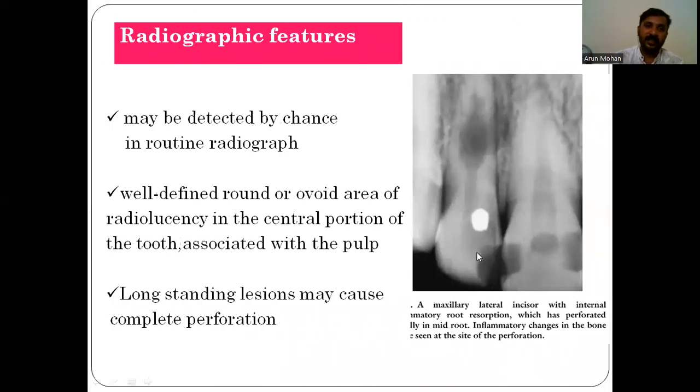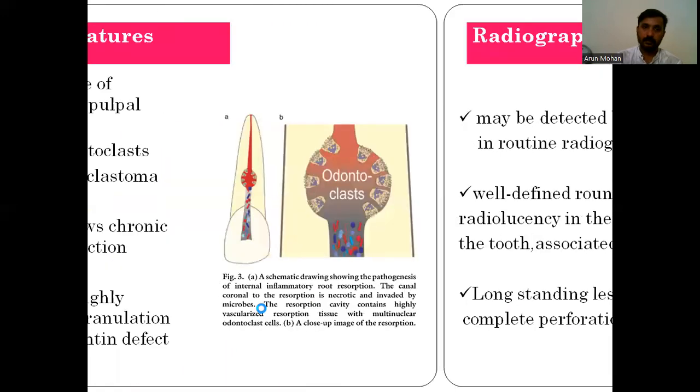So radiographic features, as we can imagine, will be seen as a well-defined round or ovoid area of radiolucency in the central portion of the tooth associated with the pulp. And long-standing lesions may finally cause perforation of the tooth surface.